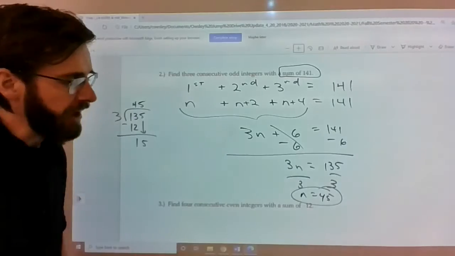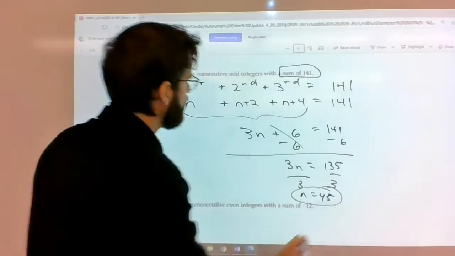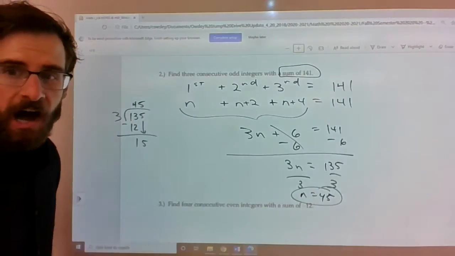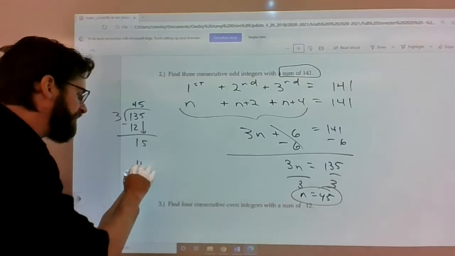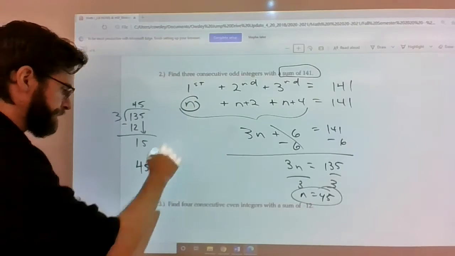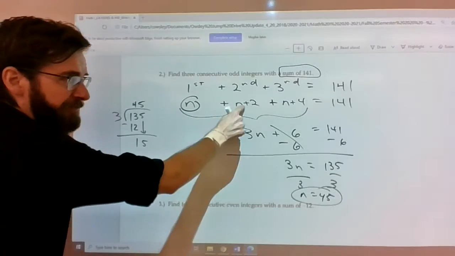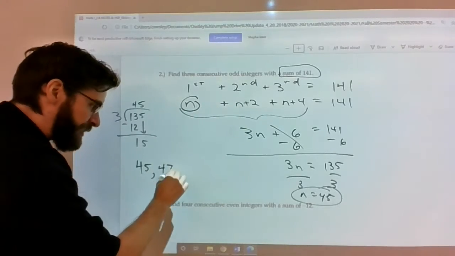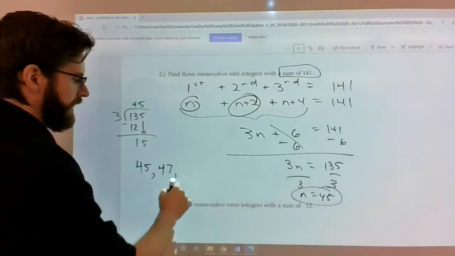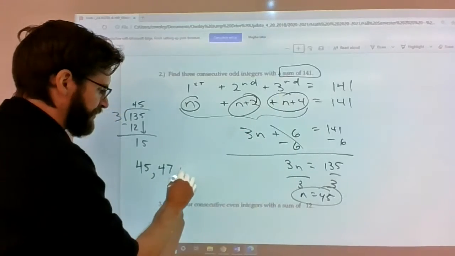And don't let that be your final answer, though. 3 consecutive odd integers would be 45 for my n, 45 plus 2, 47, for my next one, and then 49 for my last one.